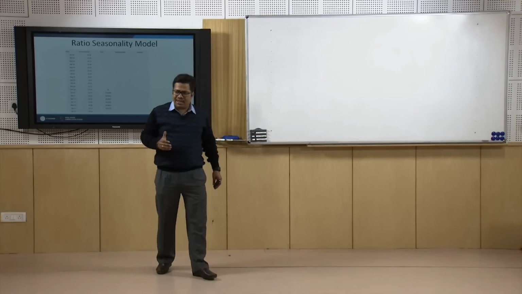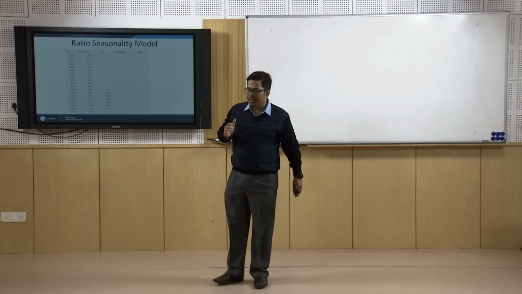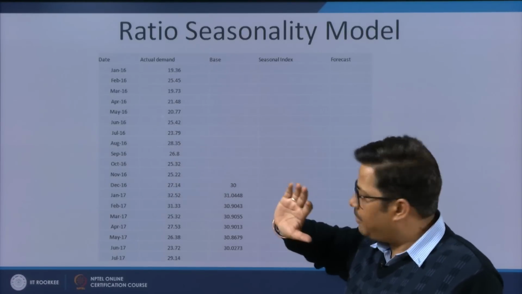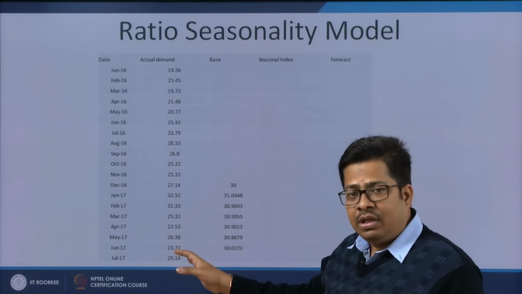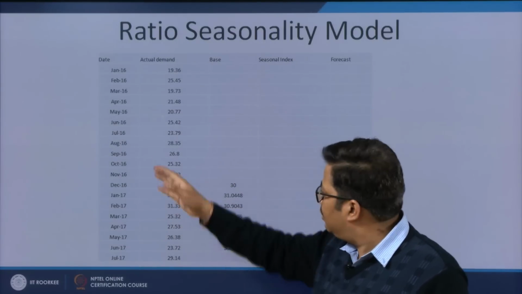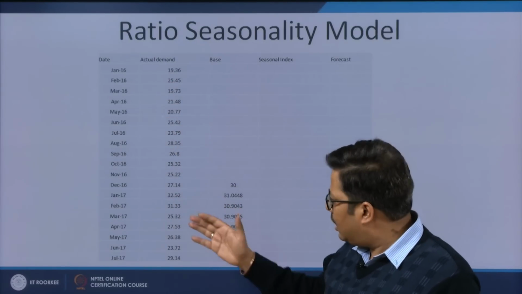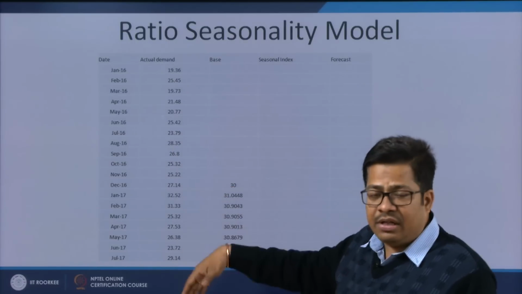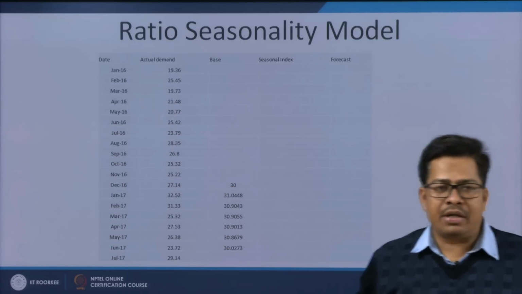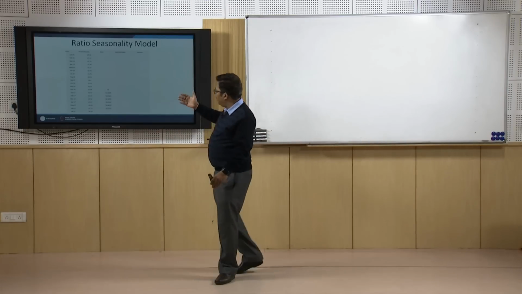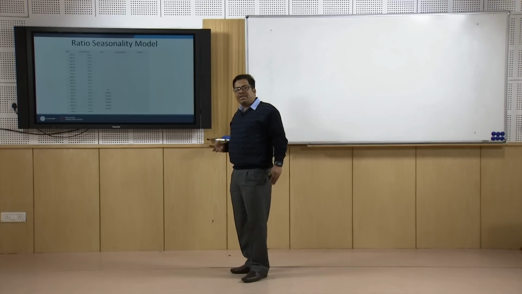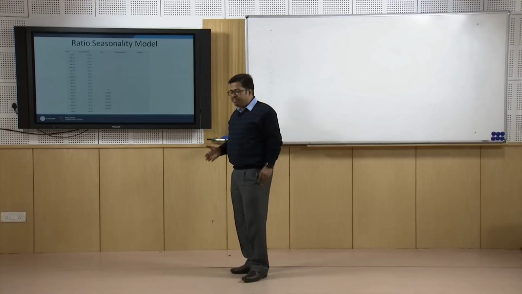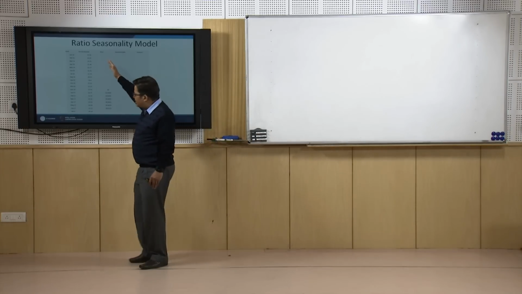We discussed in the last class that it is almost impossible to determine with the naked eye the type of data which is available with us. The second column in this table represents the actual demand of 2016 for various months, and for 2017 from January to July. From this data it is almost impossible for somebody to say it is a horizontal demand data. Somebody can say this data represents trend as well as seasonality, and now I am claiming that this data has ratio seasonality.